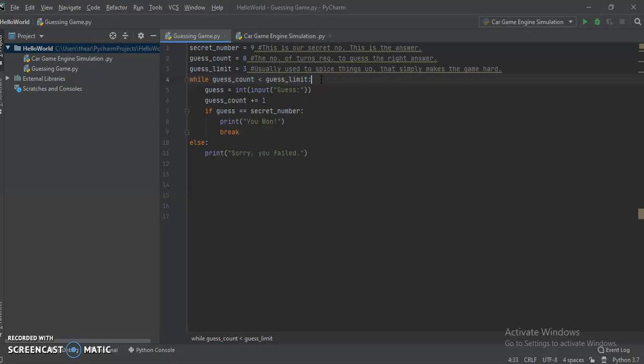Now, you can put limit 5, 10, 50, 100,000, infinity. No one would put infinity, because if that was the case, then you wouldn't even put the guess limit, right? But guess count is something you put, right? So when the guess count is less than the guess limit, this is the condition, okay?